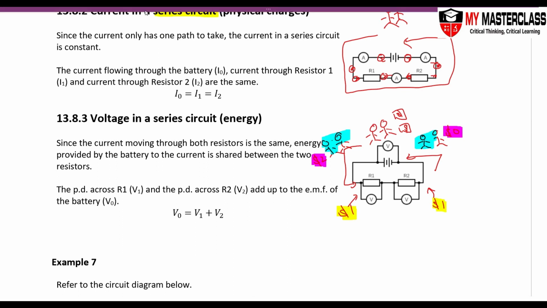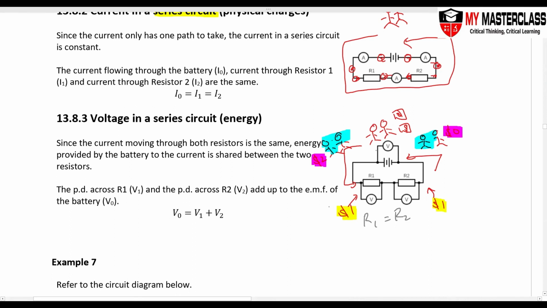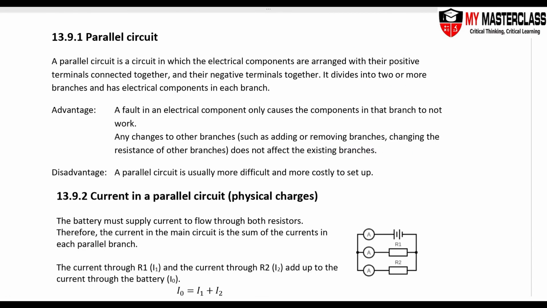And this only applies when the resistance of R1 and the resistance of R2 are equal. So assuming R1 equals R2, then you would spend the same amount of money at each resistor, at each shopping center, right? So the amount of energy you use to get through the electrical component depends on the resistance of the resistor. Okay, next we have parallel circuits.